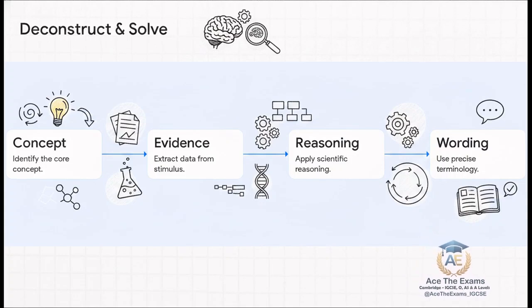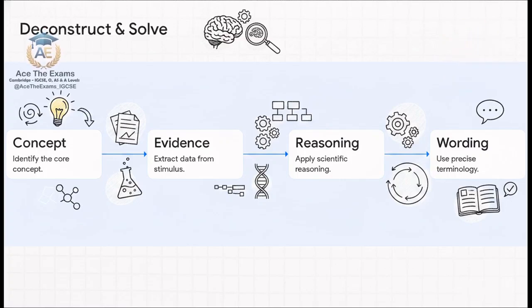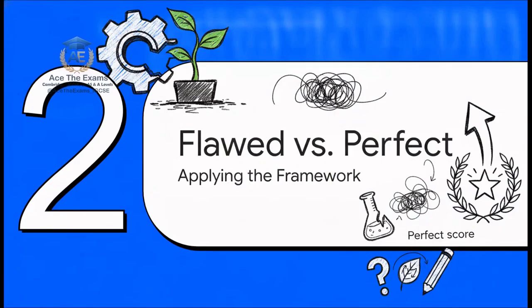So for example, first you identify that Rubisco catalyzes carbon dioxide fixation. Then you extract the optimal temperature from the provided data. And finally, you reason why the rate suddenly drops off after that peak. This logical step-by-step structure is exactly how examiners award top band marks. Moving right along to Section 2, flawed versus perfect answers. Let's see this framework in action.